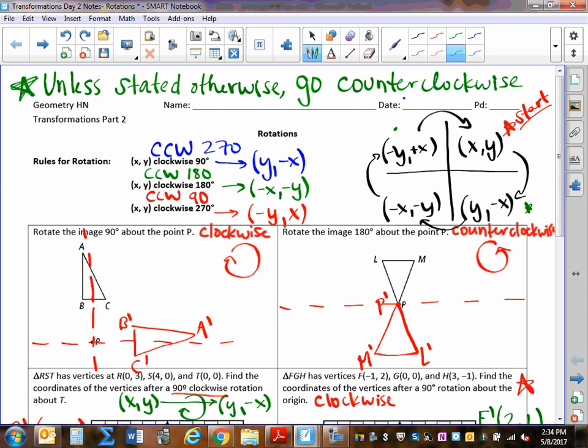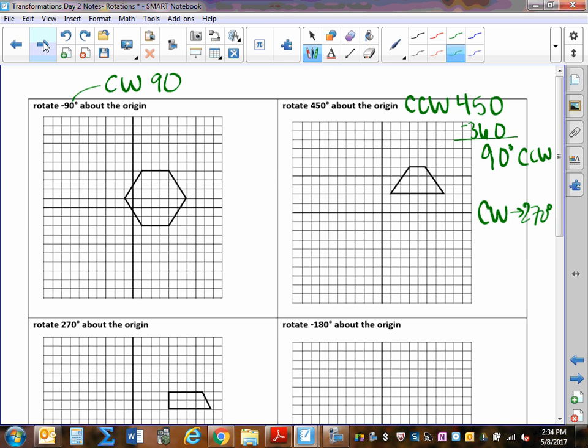But at this point, I'm going to have you pair up and work on these shapes on the back side with your partner. Let me go ahead and split you guys up for a moment.